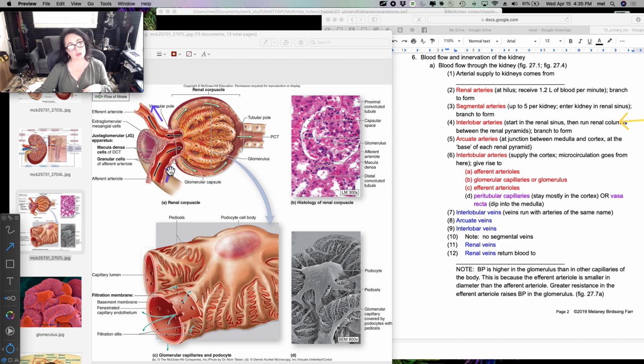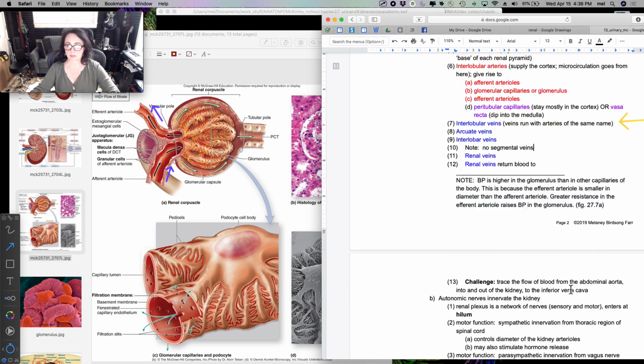So if you have a big tube going in and then a really porous capillary bed and then a small tube going out, can you see that the pressure and therefore the filtration will be higher in the glomerulus than it generally would be? Big tube going in, really porous, small tube going out, pressure is bumped up. So the blood pressure is higher in the glomerulus than in other capillaries because the efferent arteriole is smaller in diameter than the afferent arteriole. So more resistance and greater blood pressure.